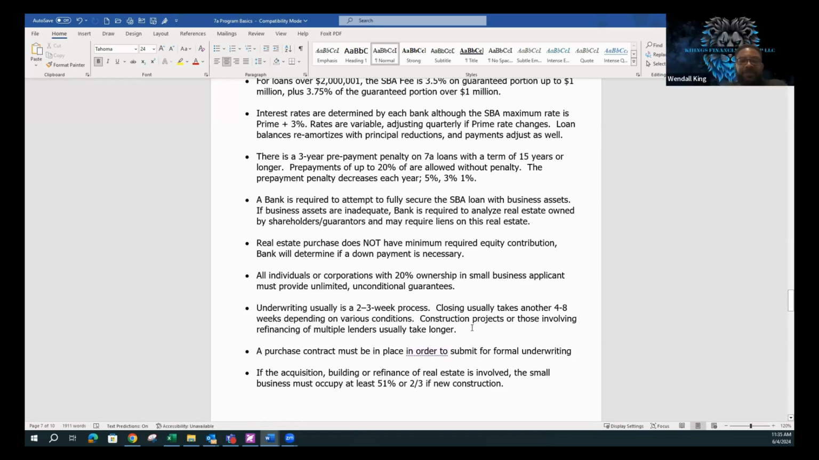Gotcha. People always ask about closing, and closing usually should be able to take place within 4 to 8 weeks after the loan's been approved and the borrower has accepted the commitment letter that a bank issues. Okay. So you're saying it could be anywhere between a 6-week to an 11-week process total. Yeah, that should be the norm.